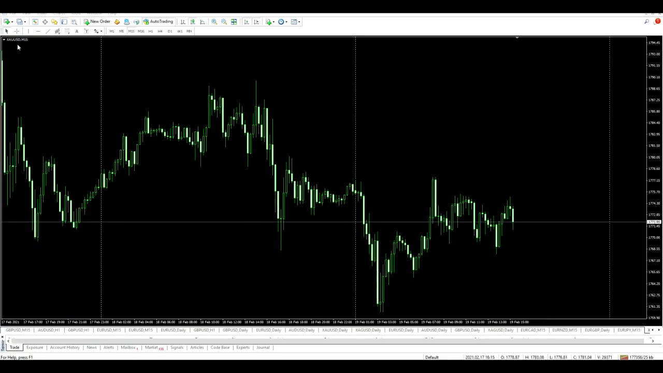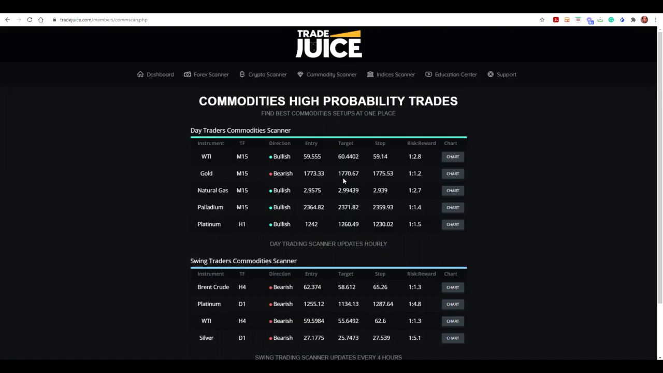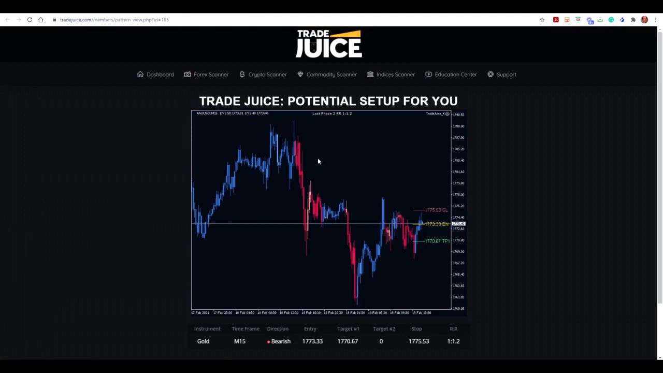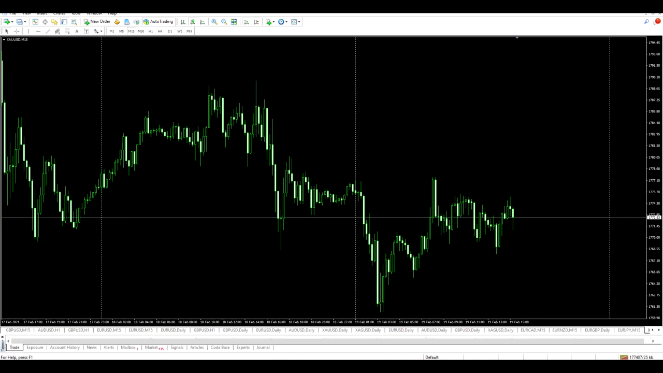Hi guys, I'm on the gold USD 15-minute chart. And the reason I'm on this is because Tradejuice has highlighted this as a potential high probability trade setting up. Now, I do have a chart that I can use for this, and it gives me the entry point, stop loss, and take profit.